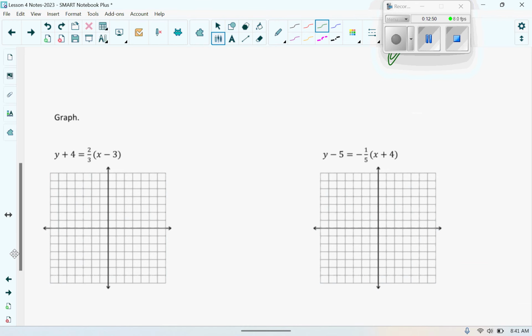Okay, so we're going to practice this. I know that my point is 3, -4, so I'm going to start there. And then I'm going to go up 2 and over 1, 2, 3, or down 2 over 1, 2, 3.